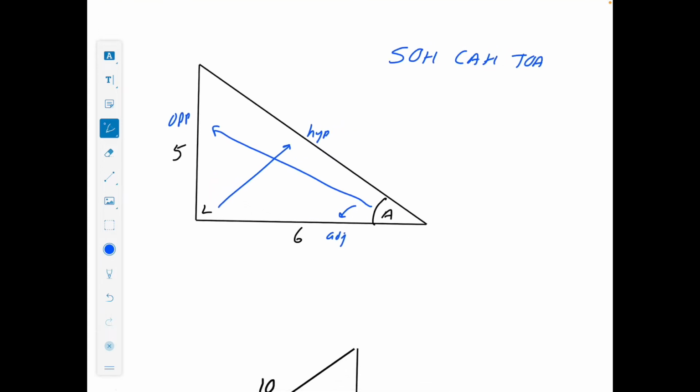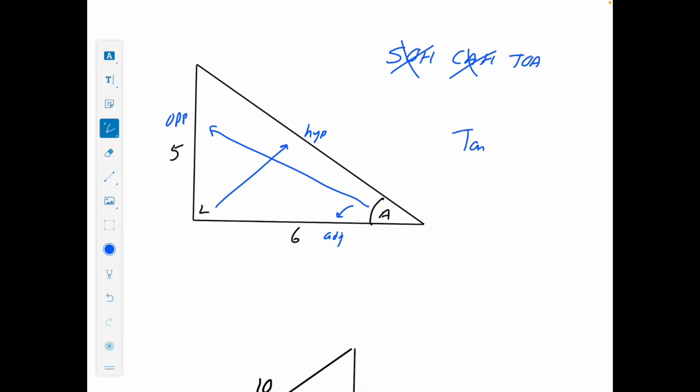adjacent. Okay, now here, I don't know the hypotenuse, and I don't care about finding it. So anyone with a hypotenuse is gone. So we're going to be left with tan. So we have tan A is equal to opposite all over adjacent. So tan A, what we're looking for, is 5 all over 6.